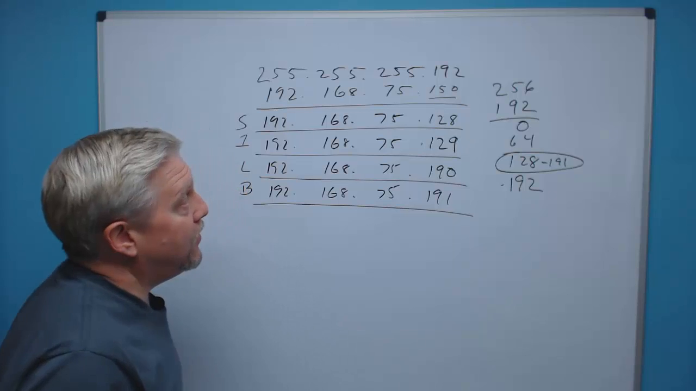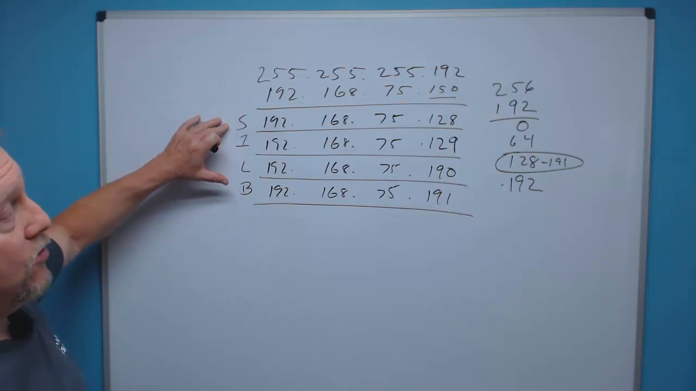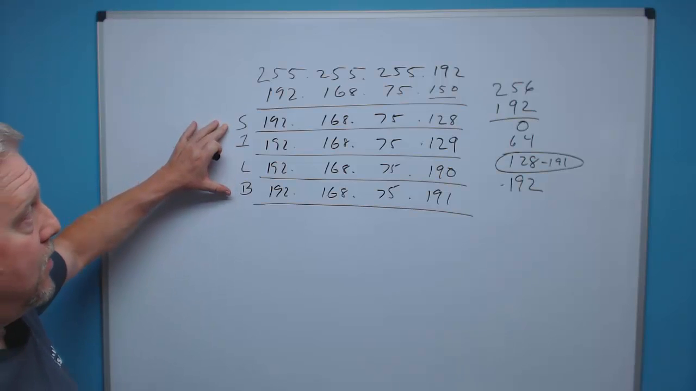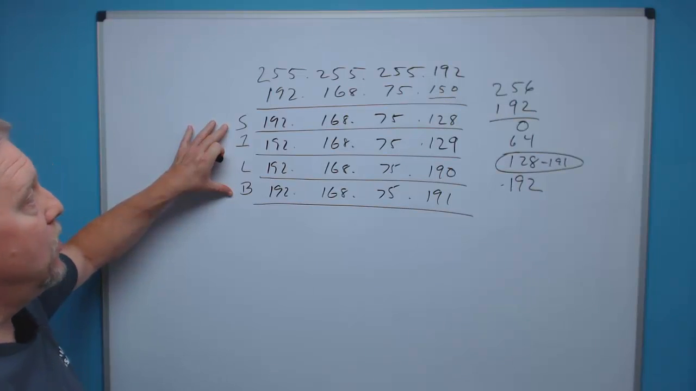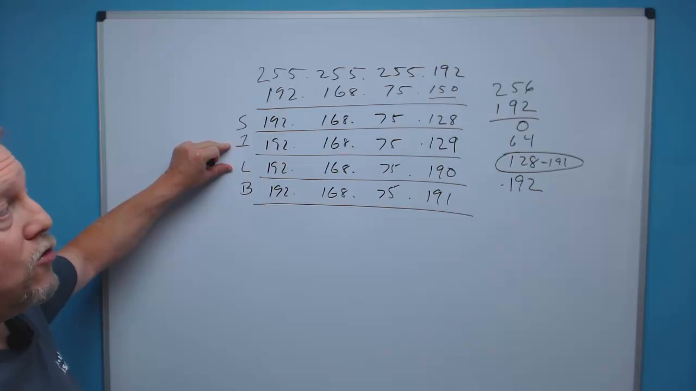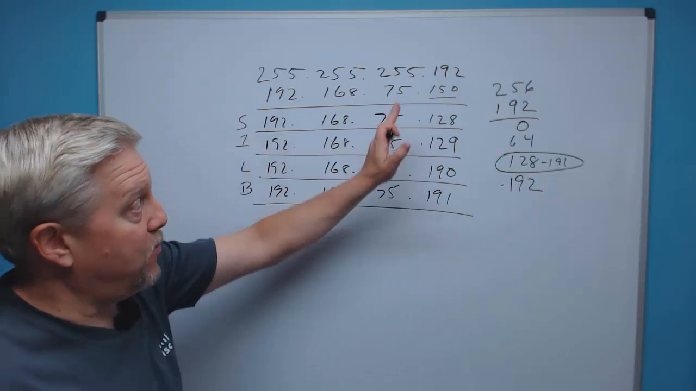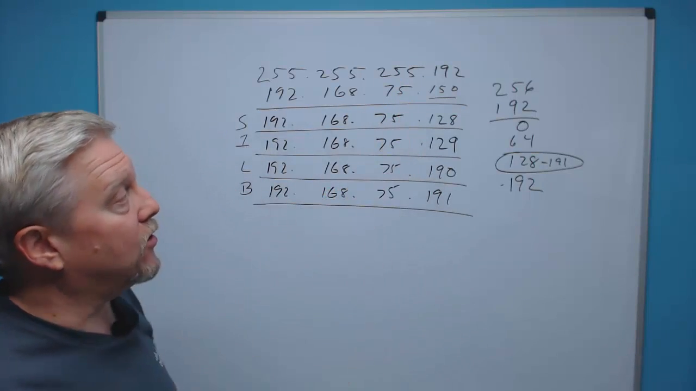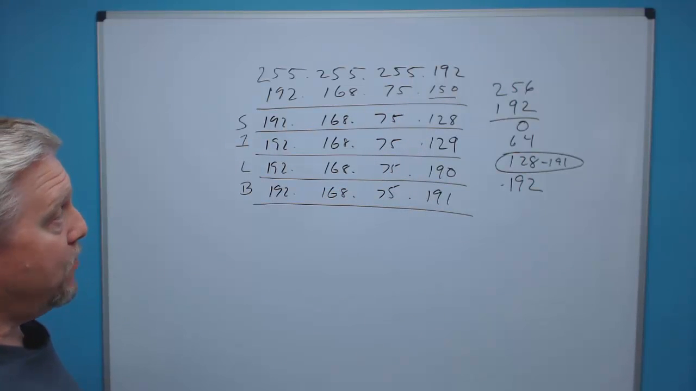Therefore, our subnet address is 192.168.75.128. Broadcast is 192.168.75.191, with the usable range of 192.168.75.129 to 190, since the first 3 octets are all the same. In fact, the first 3 octets are the same throughout. And this concludes actually the last example here.